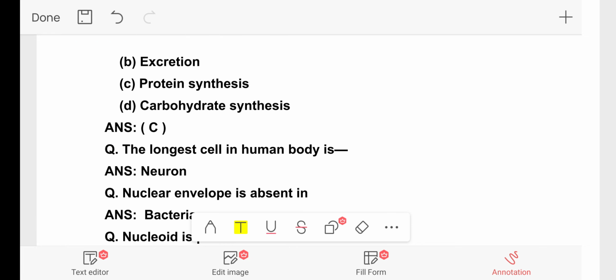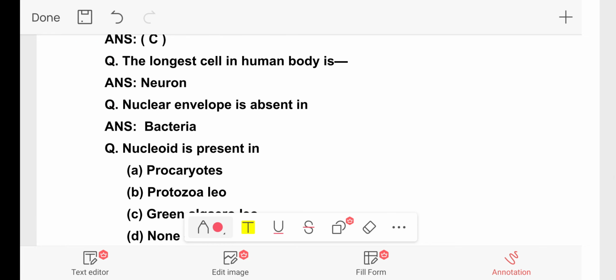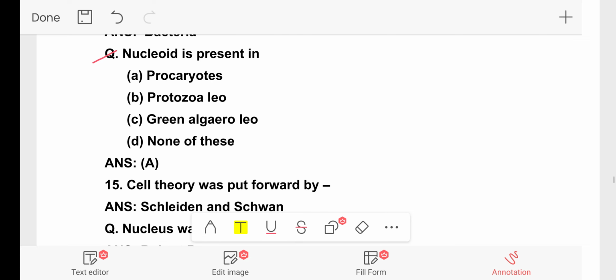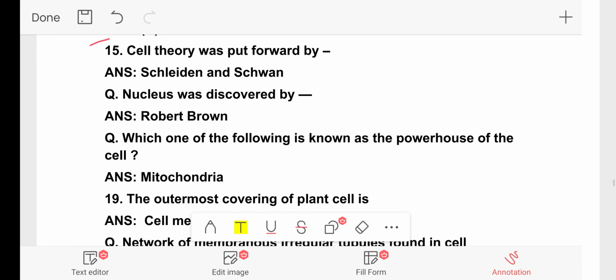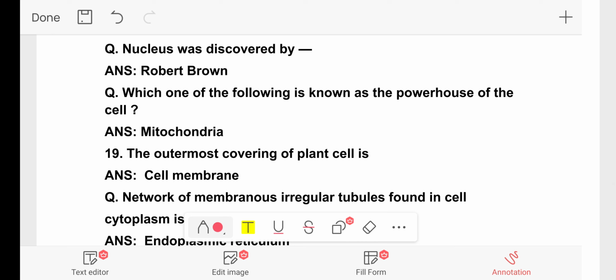Next, the longest cell in the human body is? Answer, neuron. Next question. The nuclear envelope is absent in? Answer, bacteria. Next, nucleoid is present in? Answer, option A, prokaryotes. Next, cell theory was put forward by? Answer, Schleiden and Schwann. Next question. Nucleus was discovered by Robert Brown. Next, which one of the following is known as powerhouse of the cell? Mitochondria. The outermost covering of a plant cell is the cell wall.